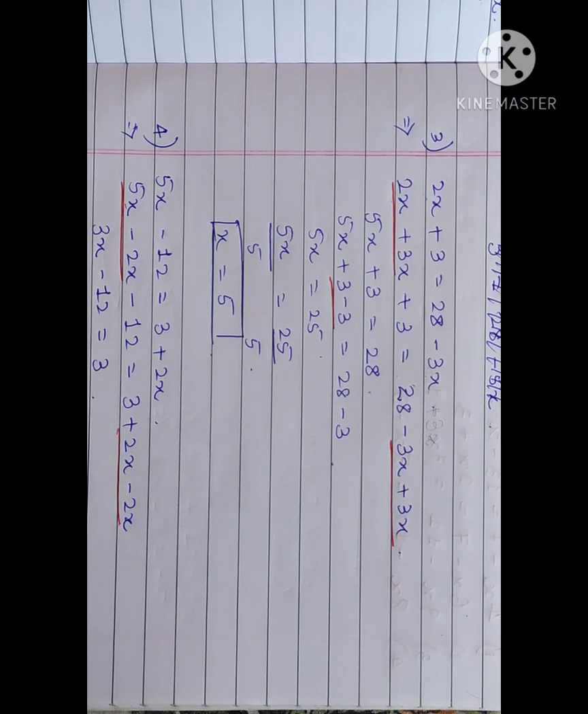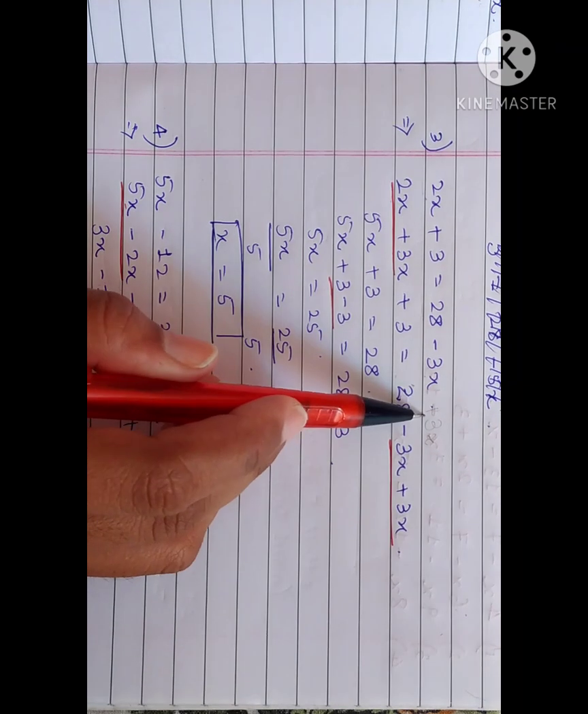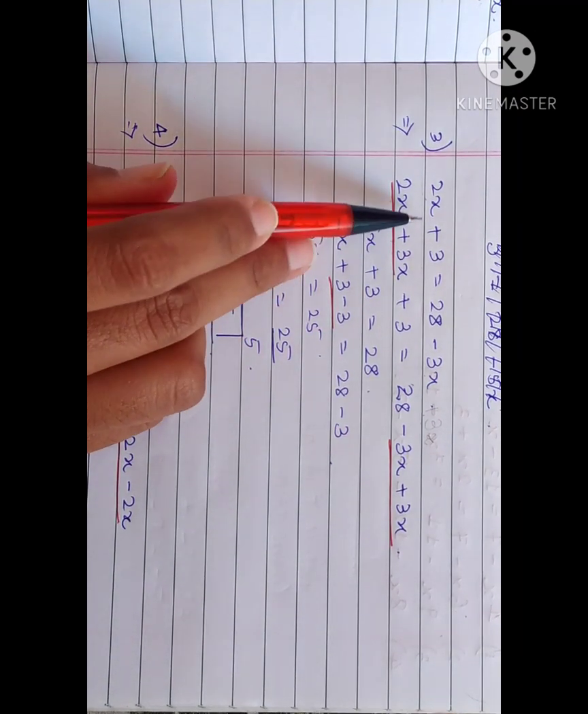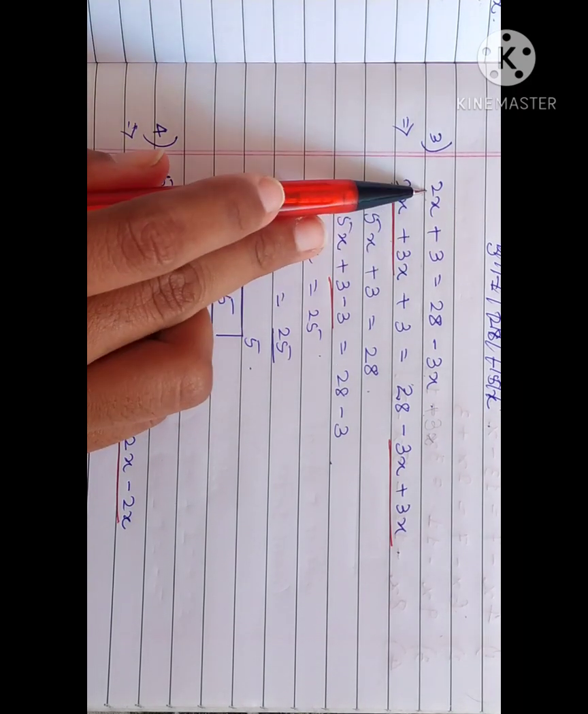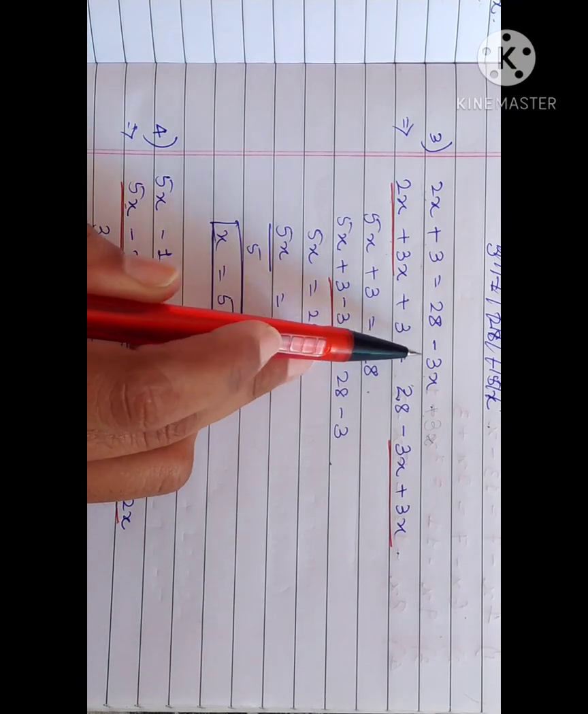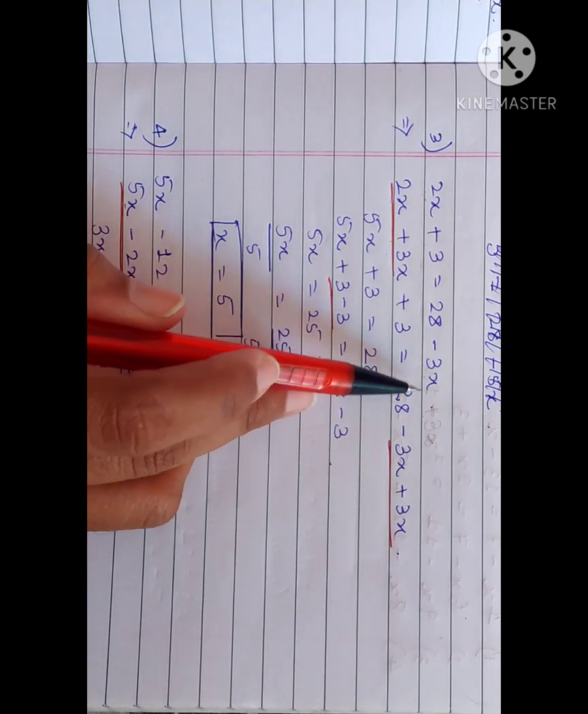So if it is minus 3x, we will add plus 3x. So minus 3x plus 3x will become 0. Okay. So we add plus 3x on this side. And if we are adding plus 3x on this side, we will add plus 3x on this side also. So this becomes 2x plus 3x plus 3 as it is equal to 28 minus 3x plus 3x.